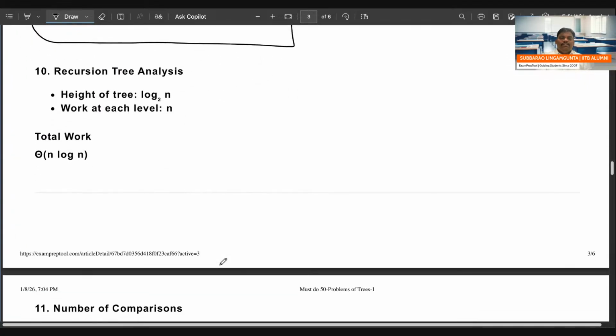Recursion tree analysis, work at each level. Recursion is one, the height of the tree is log n. Everywhere the combine step is there, taking n. That is the reason time complexity became n log n.